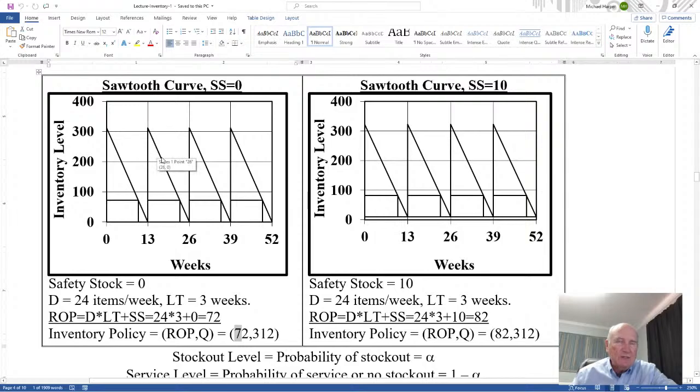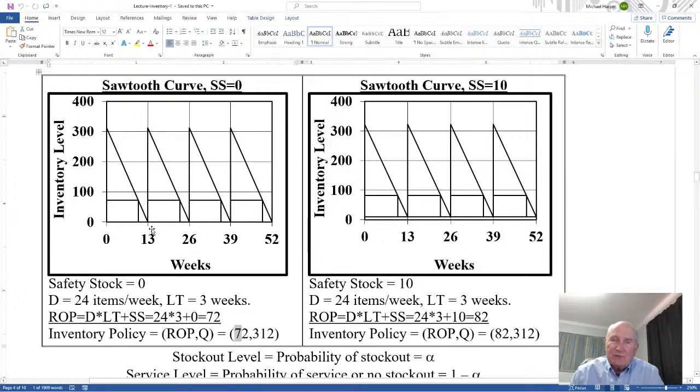And you continuously review the inventory level, and when it hits 72, bam, place an order for 312, and then it goes up. Okay, so you keep watching. When it hits 72, order 312, and in 3 weeks it comes in, goes up to 312 again. So that's the concept.